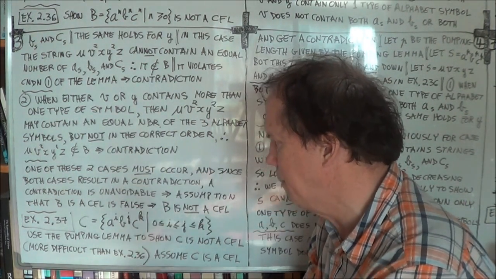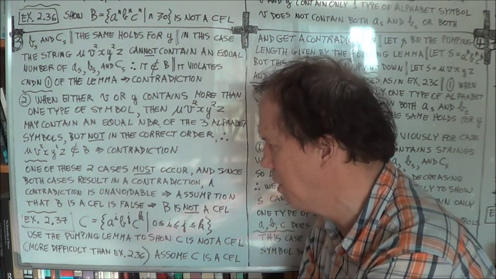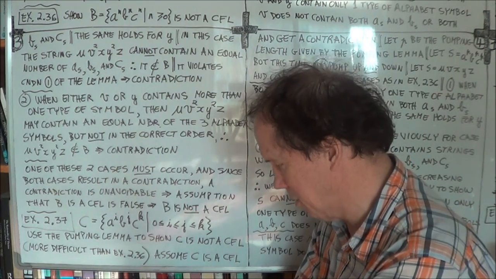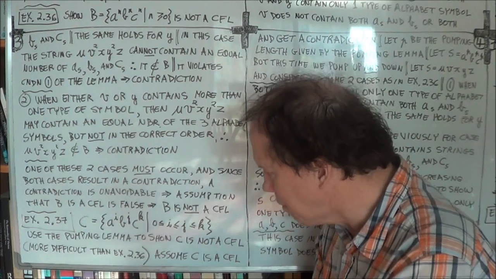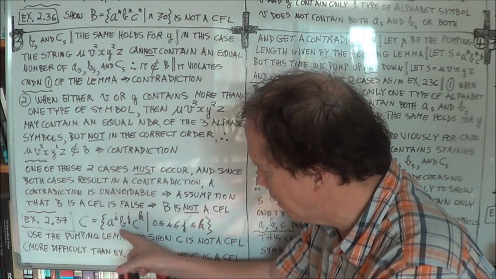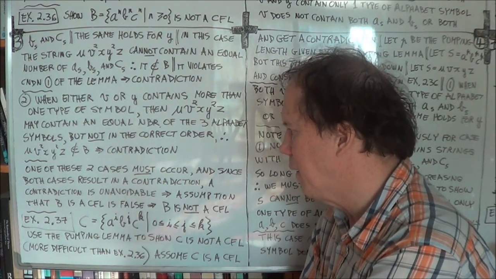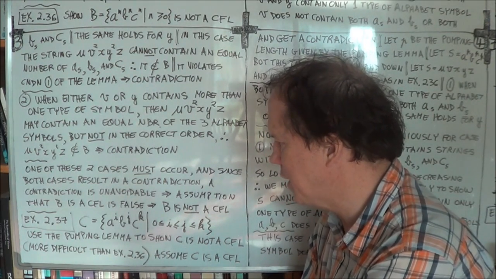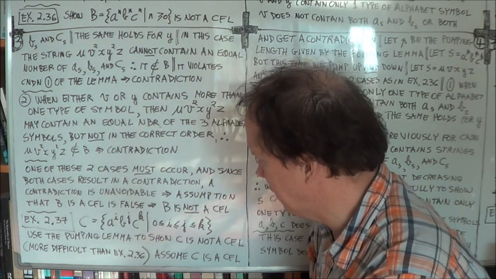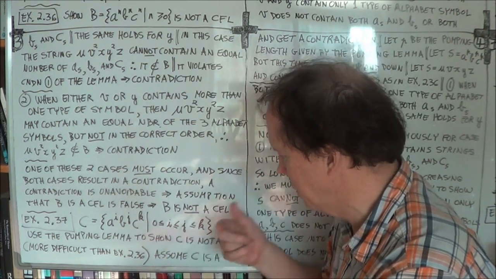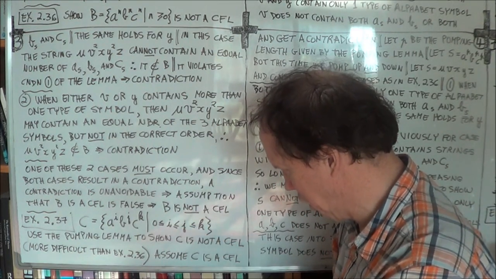Now, next example. So example 2.37, the 37th thing in chapter 2, getting very much towards the end. So now we have another language called C, and its members, its strings, it's a language, a set of strings, are of the form A to the i, B to the j, C to the k, and i is going to be greater or equal to 0, and j is going to be greater or equal to i, and k is going to be greater or equal to j.